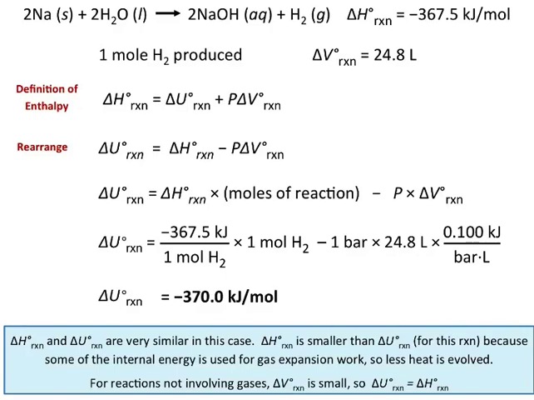So they're very similar in this case, but delta H is smaller than delta U for this reaction because some of the internal energy is used to expand the gas, and then the rest of it is released as heat. So the total amount of internal energy, some goes to work, most of it goes to heat, so therefore the heat value is less than the total internal energy. So this is generally true for any reaction that results in more moles of gas than it started with.